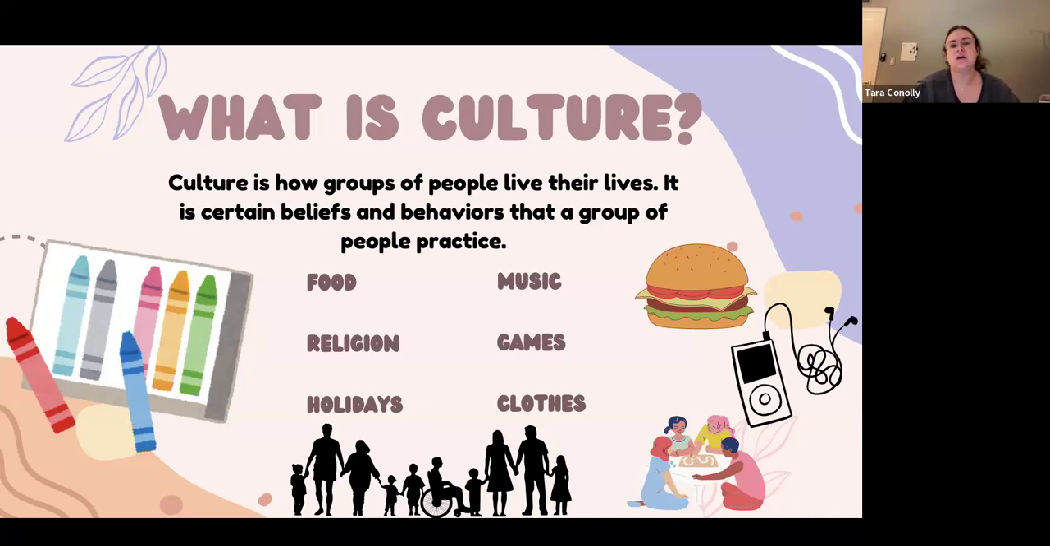So culture is how groups of people live their lives. It is certain beliefs and behaviors that a group of people practice. Does anyone volunteer to read our categories that can often define culture? I can. Food, religion, holidays, music, games, clothes. Thank you.